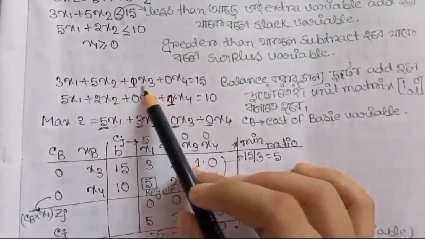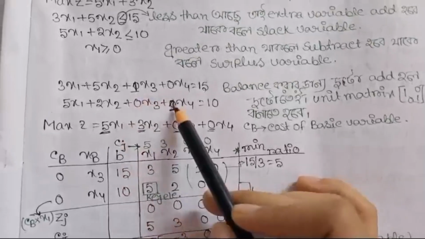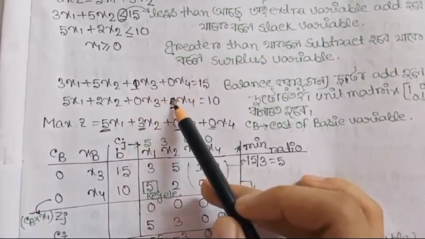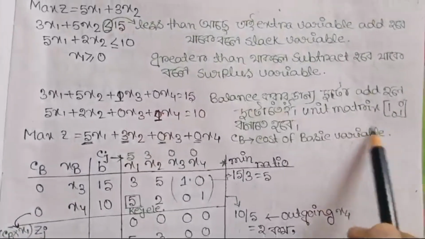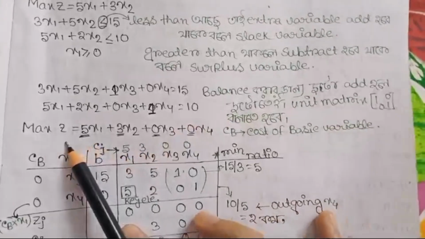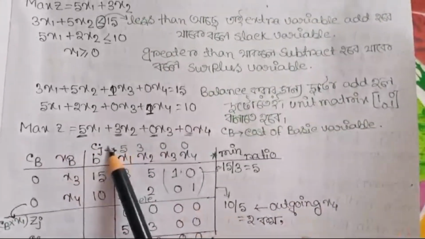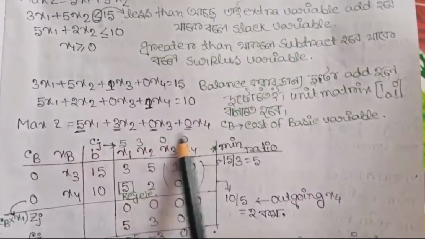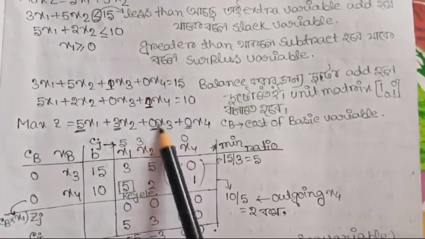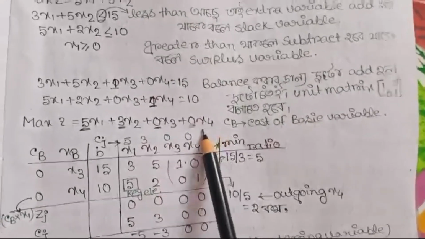We have to add like this, so that we will be creating a unit matrix. We can see here that 1 1 and 0 0 create a unit matrix. And in the objective function we are doing the same, adding 0x3 and 0x4 to this objective function.